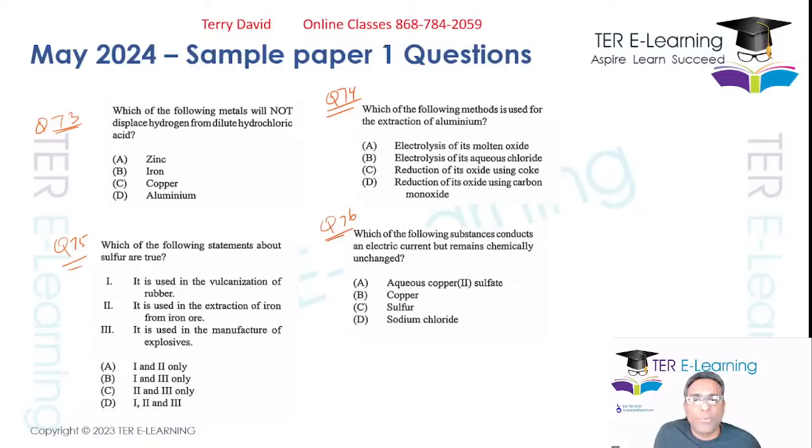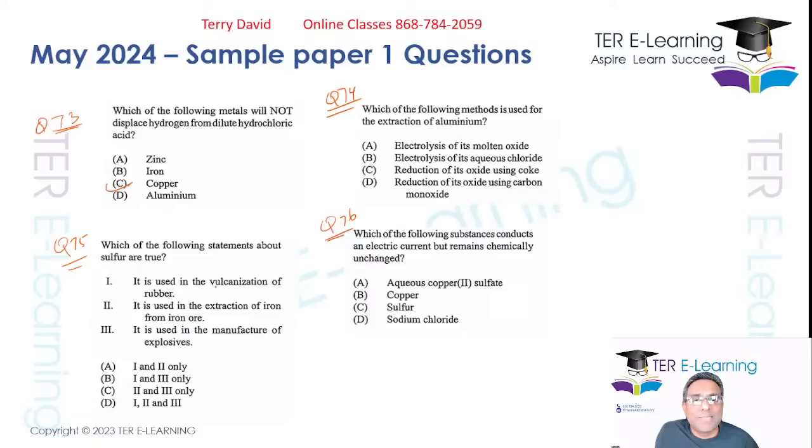Question 73. Which of the following will not displace hydrogen from dilute hydrochloric acid? What's the answer for that one? Right, people saying the answer is C for copper. Yeah, I agree. Copper is below hydrogen, so it'll never displace hydrogen from an acid. So that's 73. What about 74?